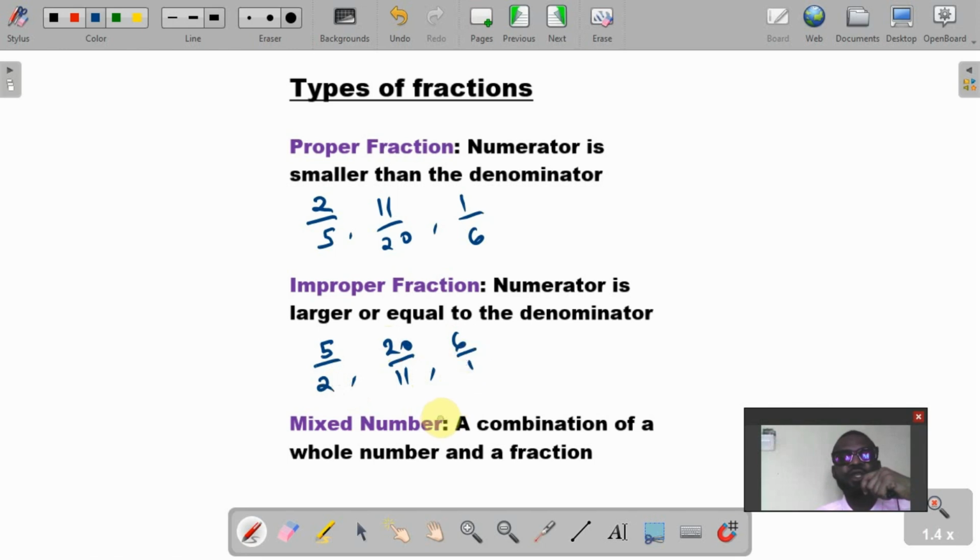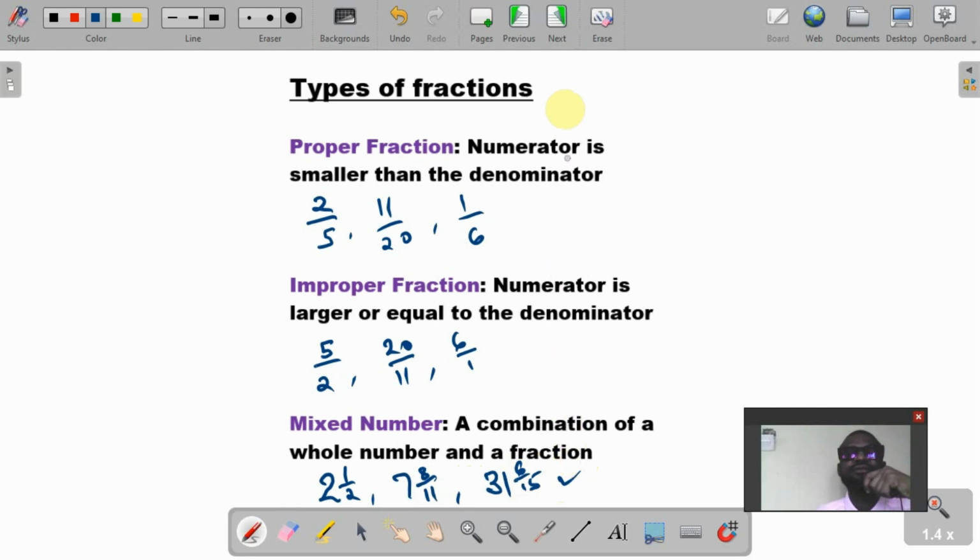Now, when we have a combination of a whole number and a proper fraction, we have what we call a mixed number. An example is 2 whole number, 1 over 2. Another is 7 whole number, 8 over 11. Another is 31 whole number, 6 over 15. These are all mixed numbers.